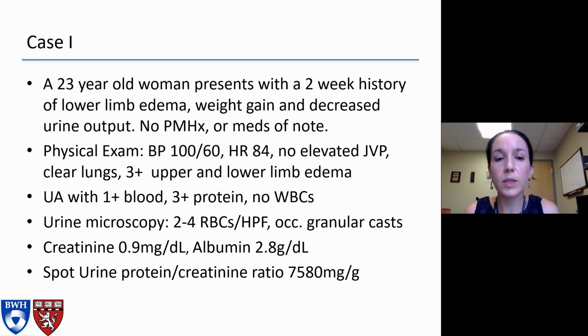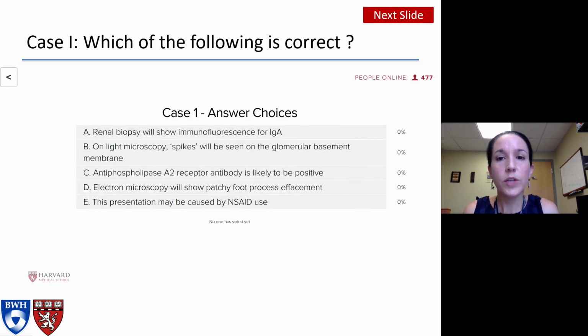Her urine shows 1+ blood, but 3+ protein, and the microscopy shows a couple of red cells and occasional granular casts. Her creatinine is normal at 0.9, and her albumin is 2.8. Her spot urine protein to creatinine ratio is 7.5 grams. So which of the following is correct?